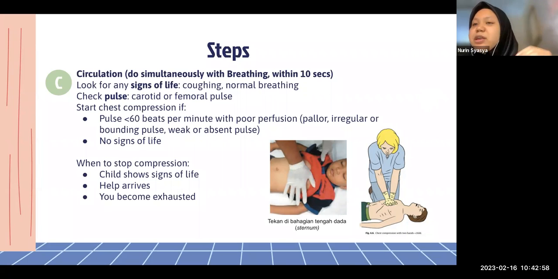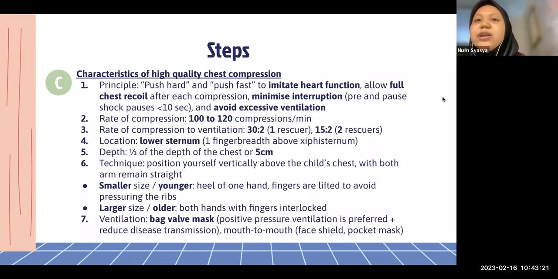such as if you see the patient is pale, or if there is irregular or bounding pulse, weak or absent pulse, and then if there is no signs of life, like I've mentioned before. So the characteristics of high quality chest compression, I will explain later. But you stop compression when the child shows signs of life and help arrives, or you become exhausted. Okay, next.